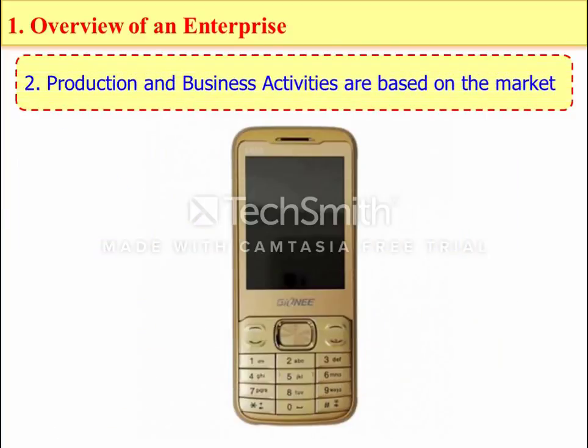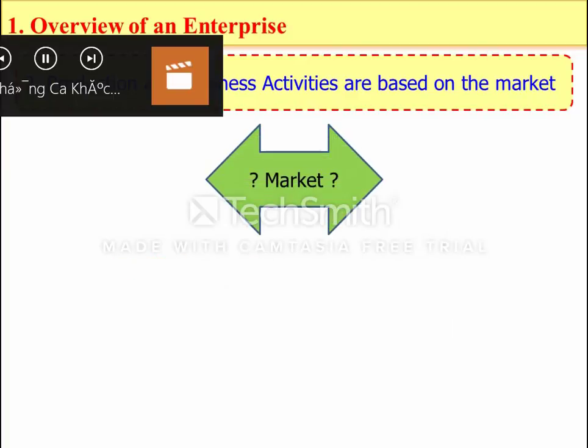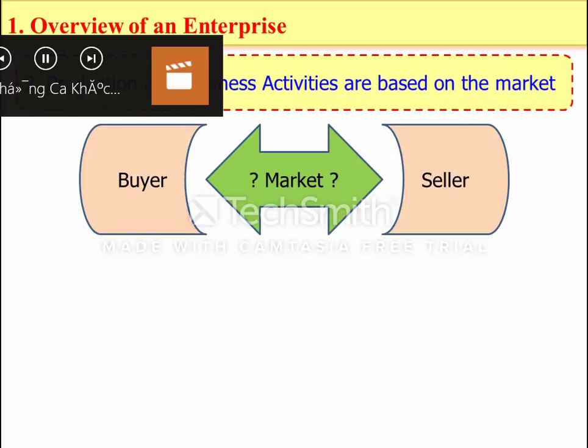2. Production and business activity is based on the market. Example Xiaomi L800. It's not a smartphone, but it is still used by customers because it can be used for a long time and is hard to break. Now we'll learn about the market. It includes two parts, the buyer and the seller.